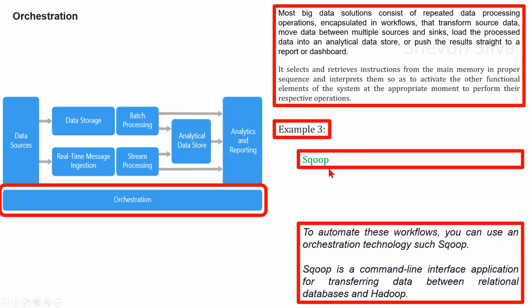As another example, we can consider Sqoop. To automate these workflows, you can use an orchestration technology such as Sqoop. Sqoop is a command line interface application for transferring data between relational databases and Hadoop.